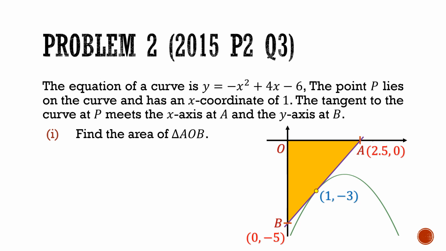Next, we can find the area of the triangle AOB. We'll just take half base times height, and that will give us an area of 6 1/4 square units. And that's the end of part I.